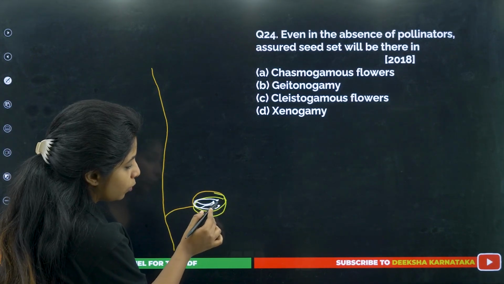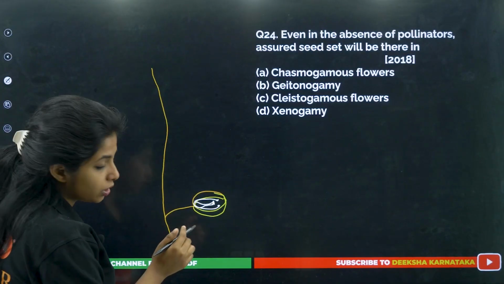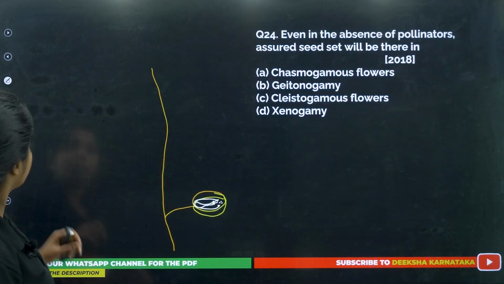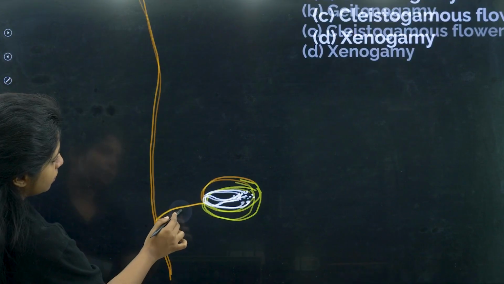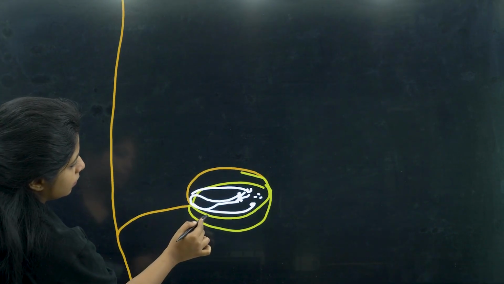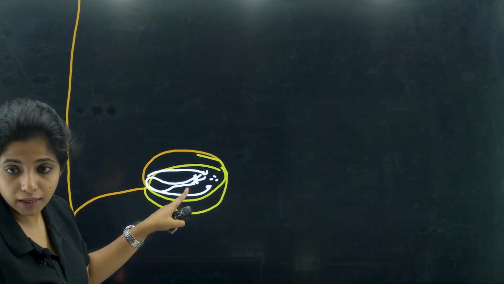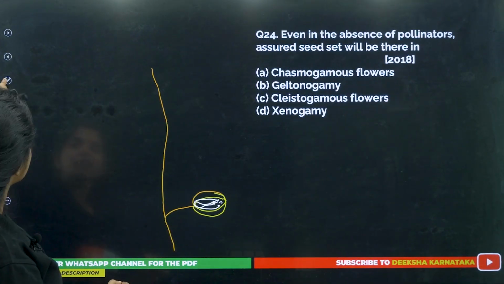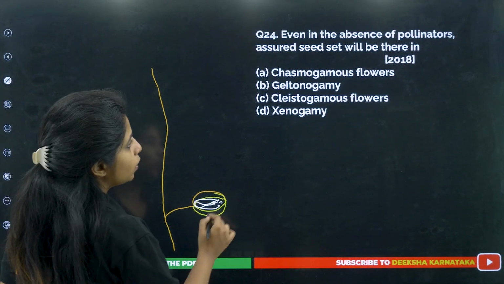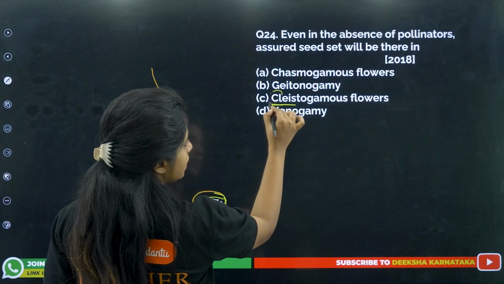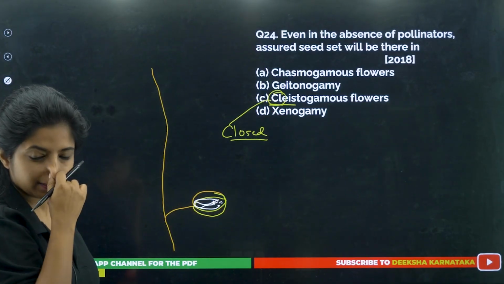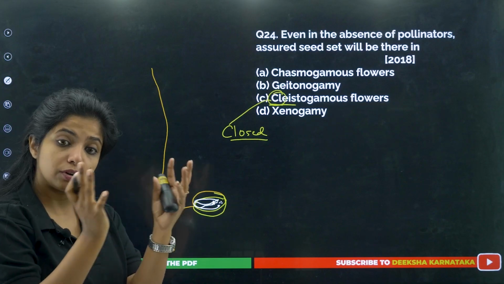So the stamen and the pistil both are here. Pollen from here will be going and landing on the stigma. I'll just zoom it in and show it to you. This type of flower is known as clistogamous flowers. Cl stands for closed, always remember. And there are chasmogamous flowers which are always open.